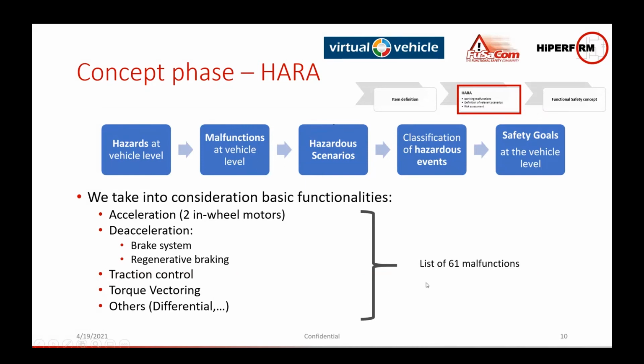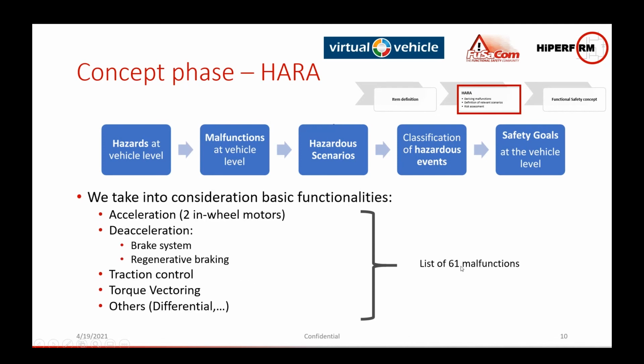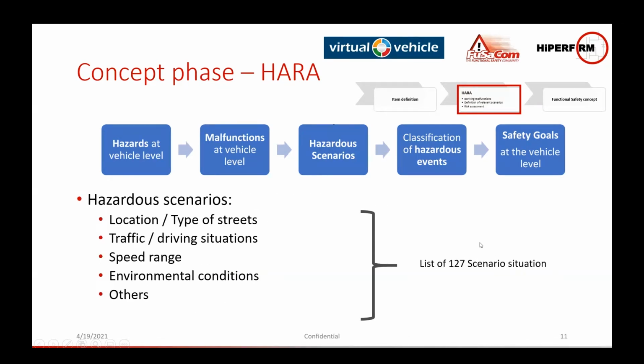So here we extract a list of 61 malfunctions. Of course, those malfunctions could happen in a different set of scenarios where you could go through different locations, traffic situations, speed ranges, environmental conditions, and so on. And here we extract as well a large list of scenarios. And then you have to combine the malfunctions with the scenarios to see which are the relevant ones, the ones we want to analyze under the risk assessment, and which are the safety relevant, and which are at the end the ones that are going to provide us with the safety goals and the ASIL classification.